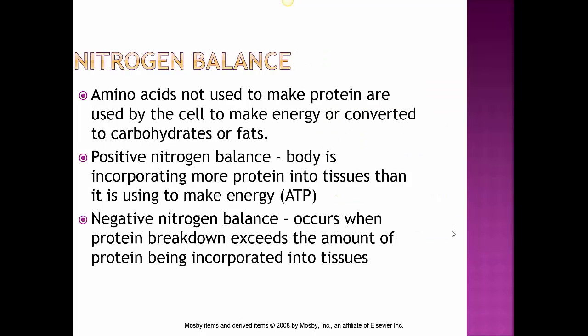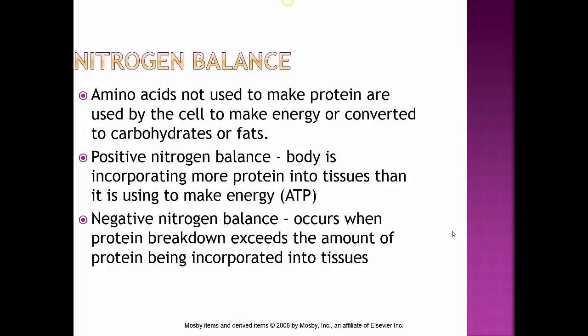Nitrogen balance. This is something where a lot of times animals can have excessive amino acids. And so amino acids not used to make protein are converted by the cell to make energy, or specifically they can be converted into carbohydrates and fats. A positive nitrogen balance means the body is incorporating more protein into the tissue than it is using ATP to make, meaning that the body has an adequate protein source and therefore it's not having to expend energy to make proteins.